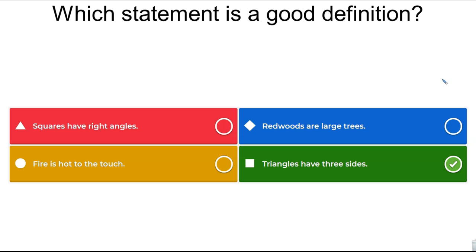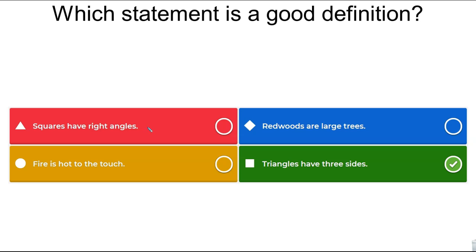Next question asks, which statement is a good definition? So I have 4 statements here. I already have the good one highlighted, but let's go through why the other ones aren't good definitions. The big thing we said for a good definition is that it's reversible, that it works in either order. So let's think of the first one. Squares have right angles. Now that is a true statement, but I'm going to say it's not a good definition.